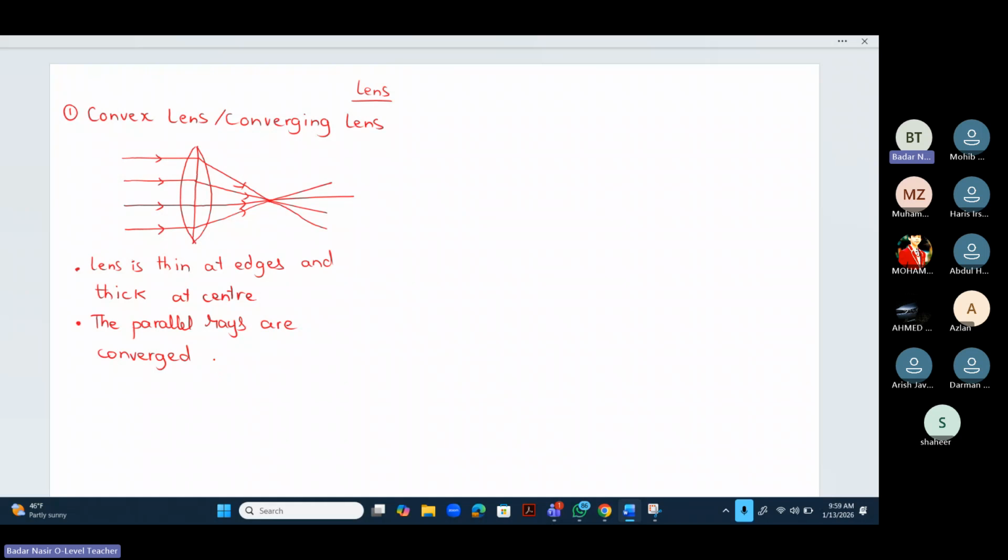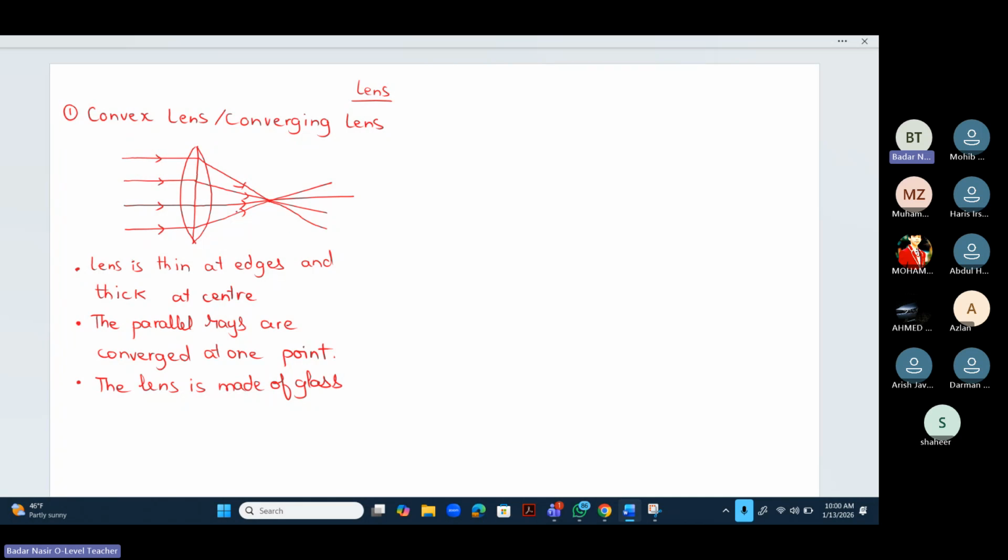The parallel rays are converged at one point. Okay, now this is a convex or a converging lens. The lens is made from glass. The lens is made of glass. Okay, now one more thing.